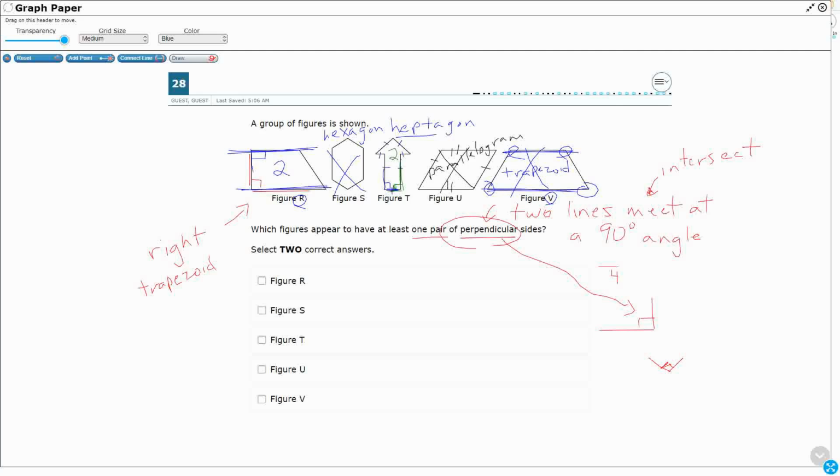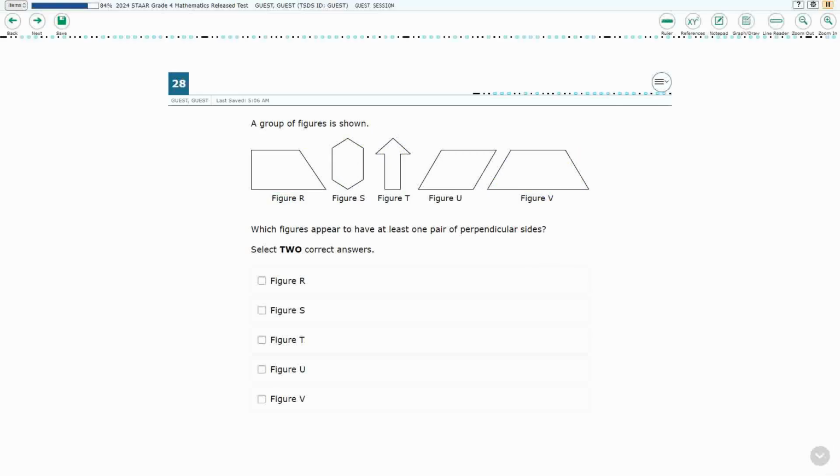We're down to figure R and figure T, so let's select both of those. Figure R, figure T. This is a 2-point problem, and this is how you get full credit.